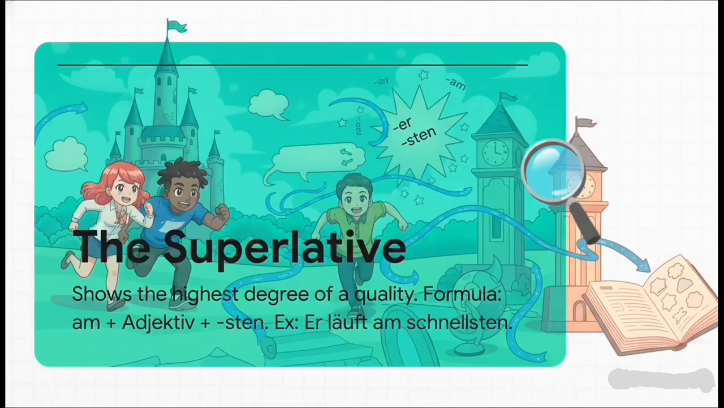But what if something isn't just faster? What if it's the fastest? That's where the superlative comes into play. When the adjective comes after the verb, like this, the formula is am, then the adjective, and then you stick esten on the end. So he runs the fastest becomes läuft am schnellsten.